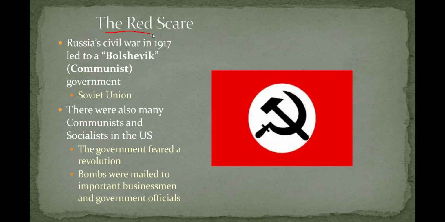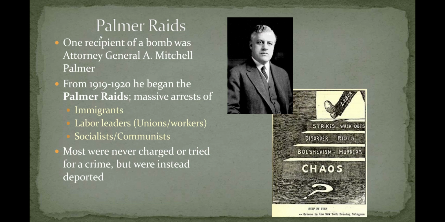The Red Scare was another domestic impact. It really takes off after the war, around 1919. Because Russia had a Bolshevik or communist revolution and created the Soviet Union, there was a big fear about revolution in the United States, especially communist revolution. As a result, you had a lot of fear about terrorist activity or people trying to overthrow the government. One of the people really worried about this was the Attorney General of the United States in 1919, A. Mitchell Palmer, who instituted the Palmer Raids, which were massive arrests of various groups of people.